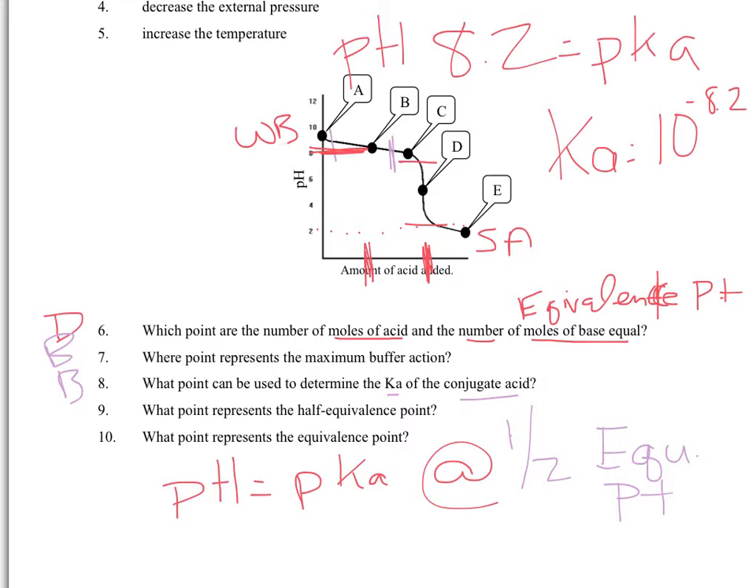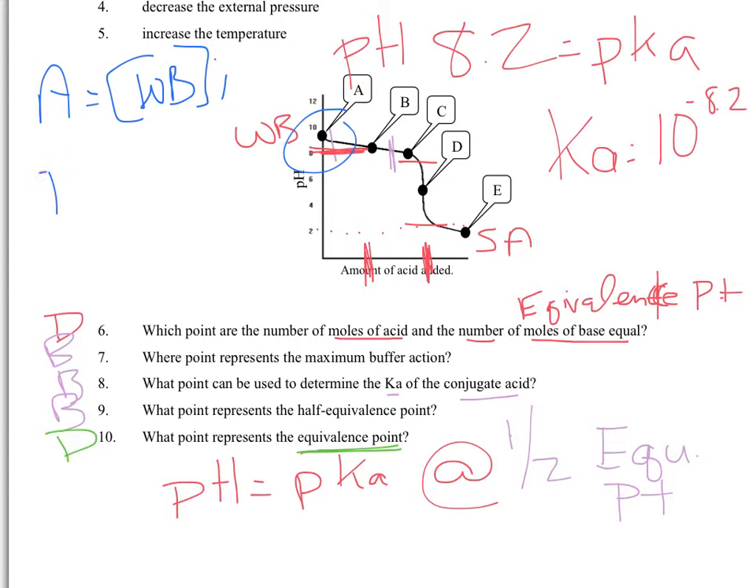What point represents the half equivalence point? It is 3 B's in a row. What point represents the equivalence point? D. Well, let's talk about it. What is A? It is the concentration of the weak base initially. C, I don't know if it has a point. And what is E? The concentration of the strong acid finally, right?